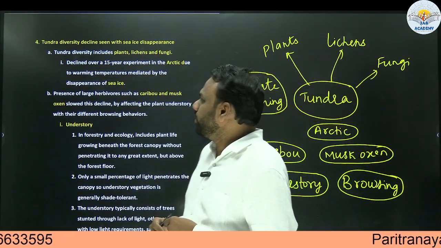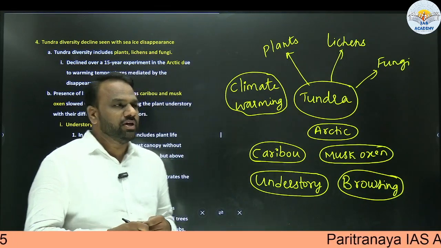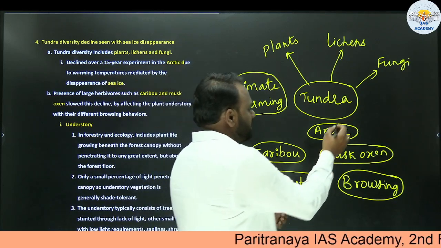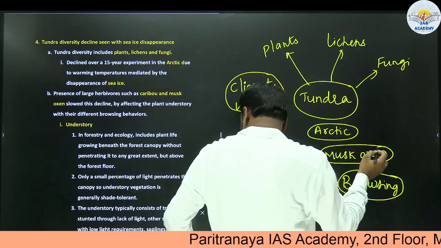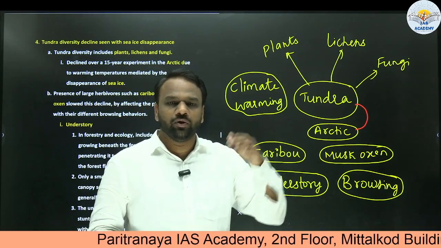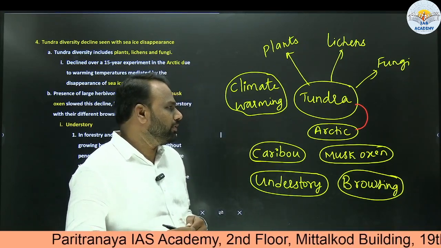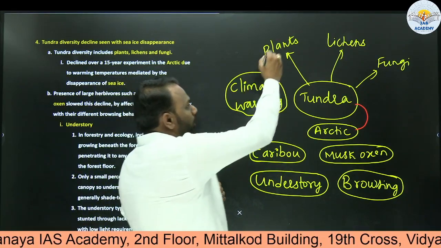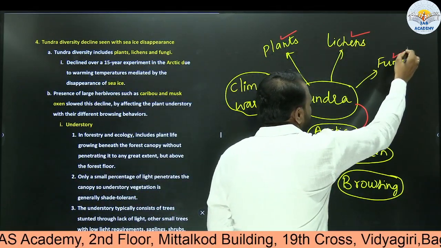Next, tundra vegetation. Where do we find tundra vegetation? At various places, but here in this article it is in the Arctic. Okay, Arctic. Where is the Arctic located? Close to the northern pole. Which are the famous vegetations of the Arctic? We have plants there, we have lichens, and we also have fungi.